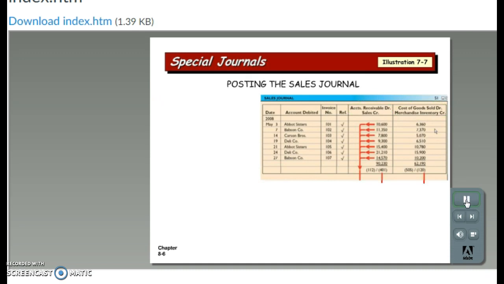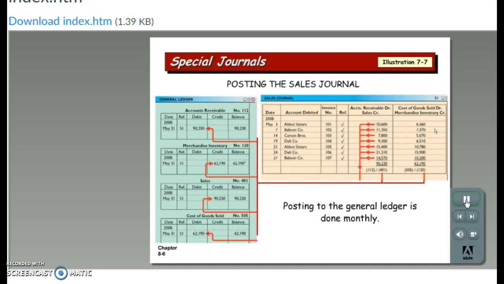Posting totals from the sales journal is made at the end of the month. The total sales amount of $90,230 is posted as a debit to accounts receivable, account number 112, and a credit to sales account, account number 401. The cost of the merchandise, $62,190, is posted as a debit to cost of goods sold and a credit to the inventory account.